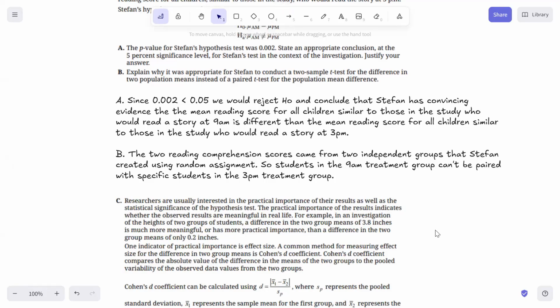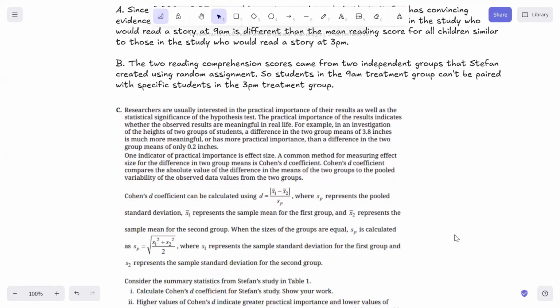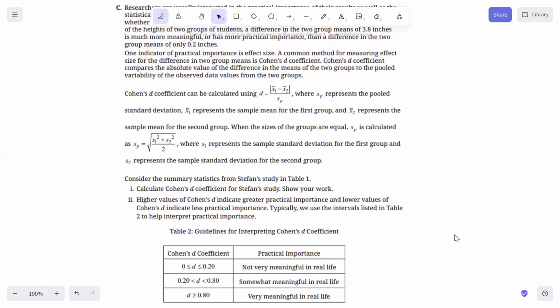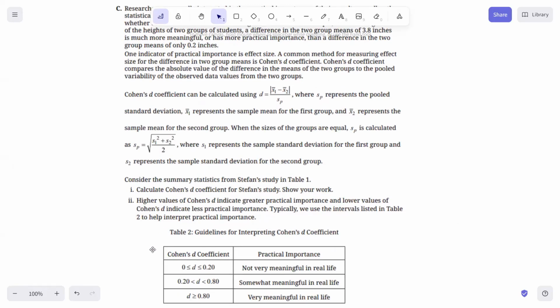Now, part C has a lengthy explanation of what Cohen's d coefficient is and how to calculate it and what it means. I'm not going to read all through that. We're going to jump right to the question. Part I, calculate Cohen's d coefficient for Stephan's study, show your work.